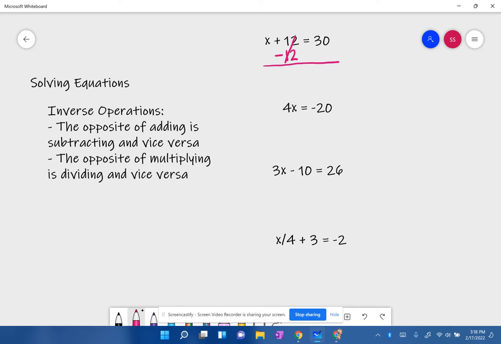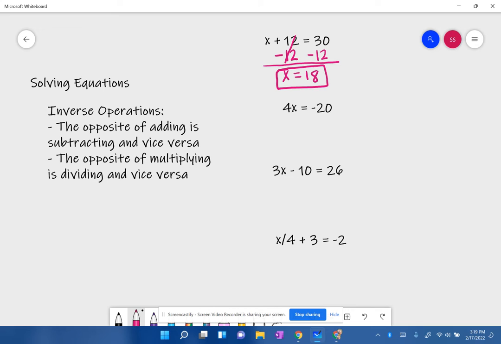But we can't just do it to one side. We have to do it to both sides. So let's subtract on the right as well. And so that leaves us with x equals 18. And now x is by itself, and we know that x is 18.